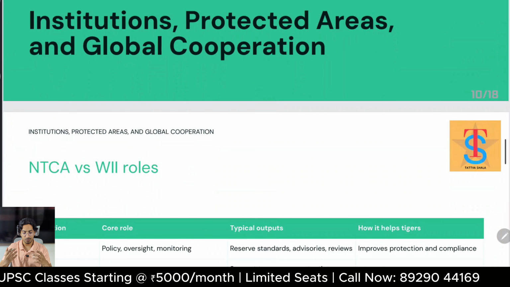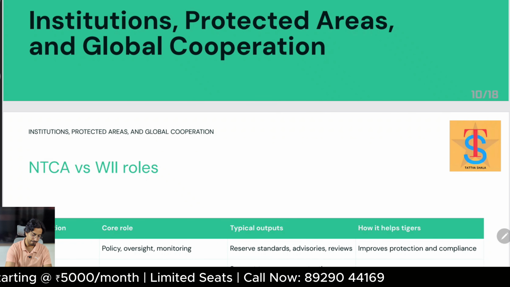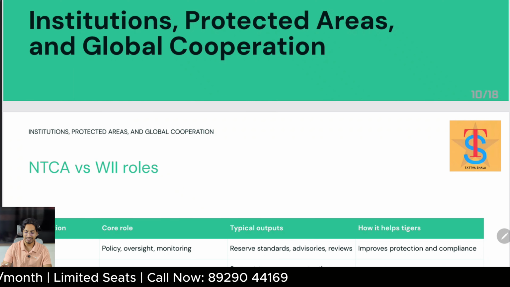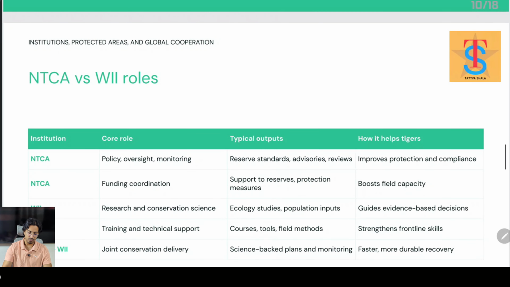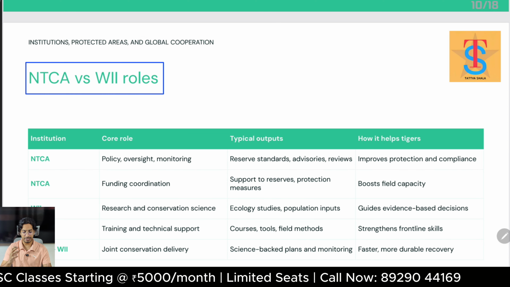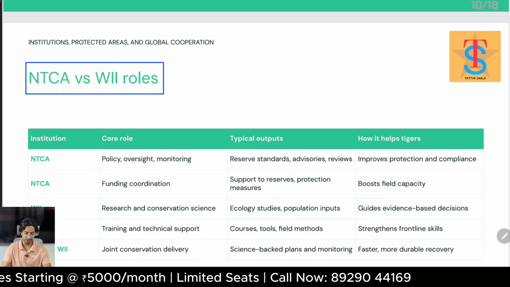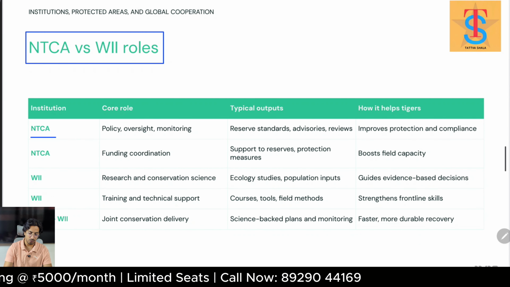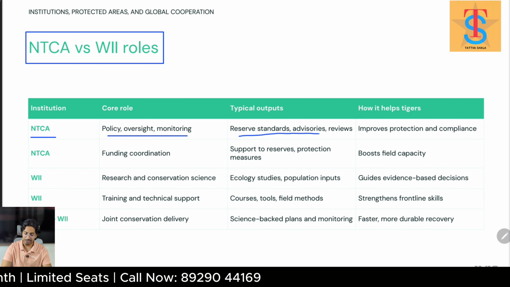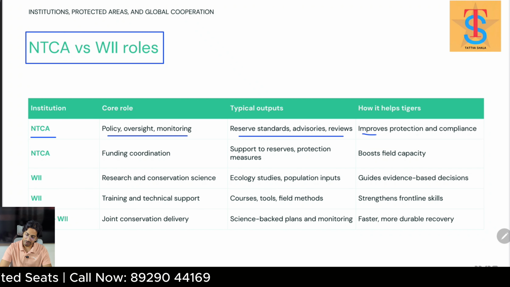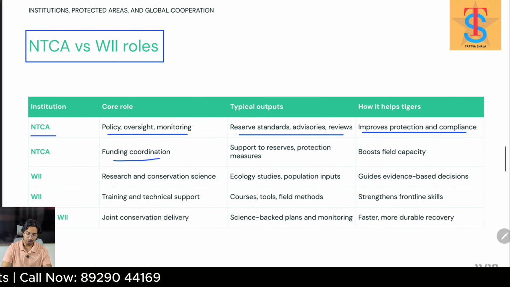Now let's see the institutions, protected areas, and global cooperation. Here, we'll be reading about NTCA, WII, what is a national park, wildlife sanctuaries, biosphere reserves, and other things. So here I've just made a small differentiation between how the NTCA and WII differ in their functioning. First, NTCA: the core role is policy oversight and monitoring. Typical outputs: reserve standards, advisories, and reviews; improves protection and compliance. Funding coordination supports reserves, protection measures, and boosts field capacity.